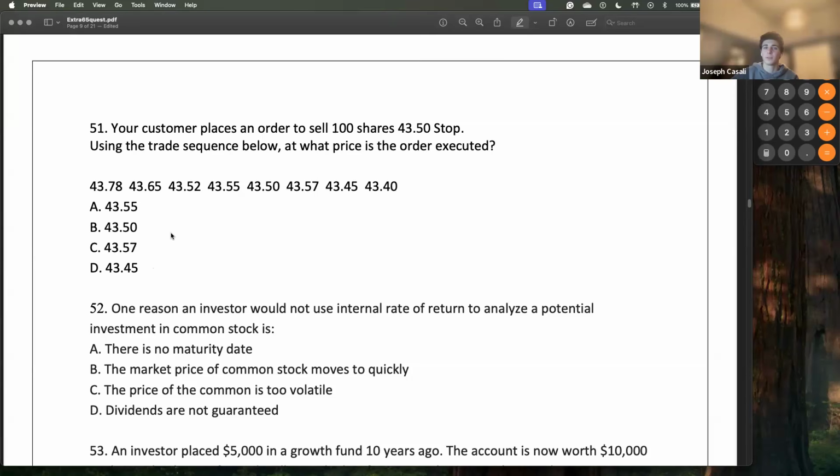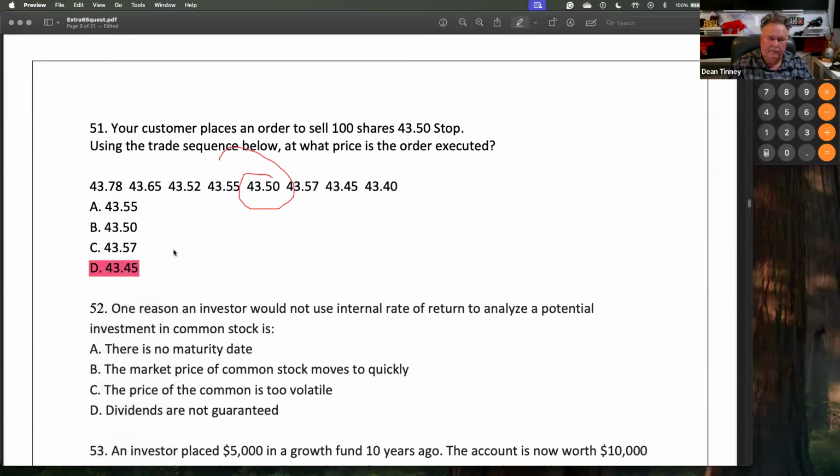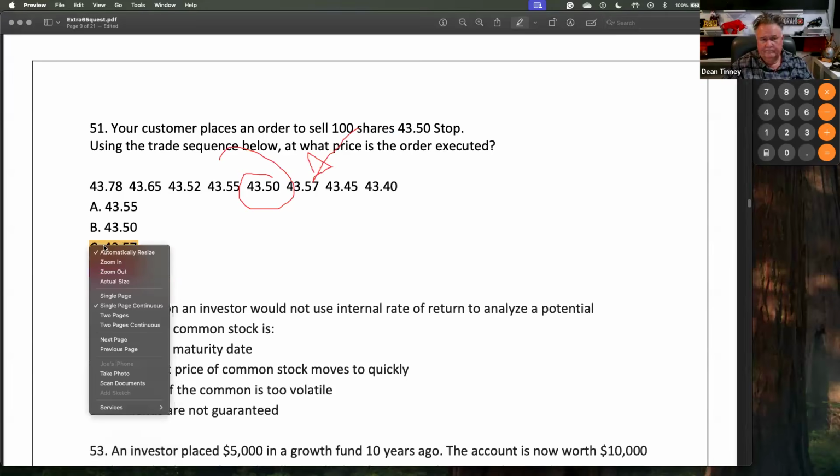It would be 43.57. It's now a live order after 43.50. Let me get out my annotation tool. Boom. Now it's become live, and we want immediate execution, best available price. So the answer is C.